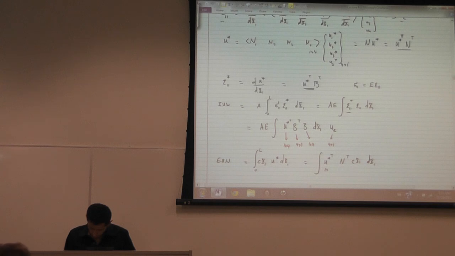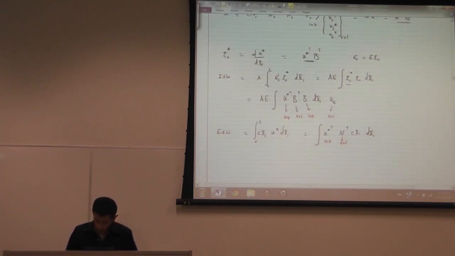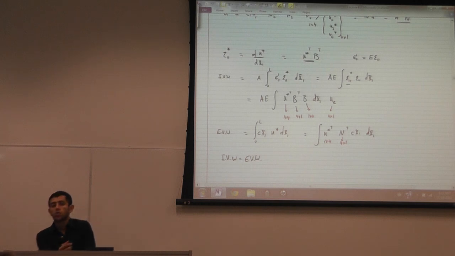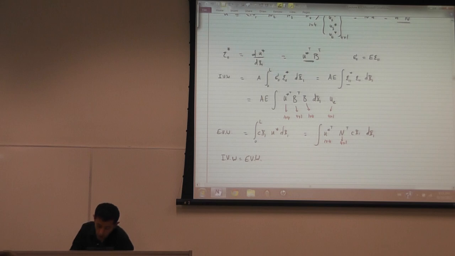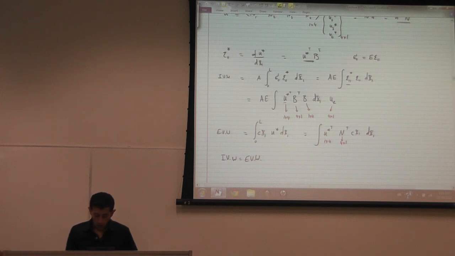Forget that this is 1 by 4 and this is 4 by 1. Now, what will happen if I say the internal virtual work is equal to the external virtual work? When we do that, we have to take the multiplier of each component in that u star and equate it to the multiplier of each component of the u star on the other side. There are four u stars, so I should get four equations, and these four equations will look like this.